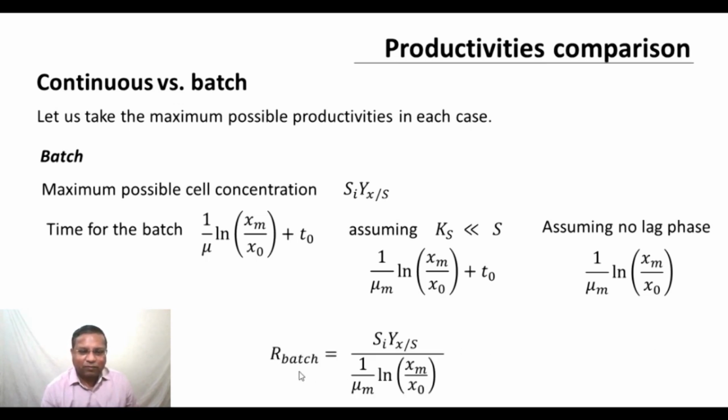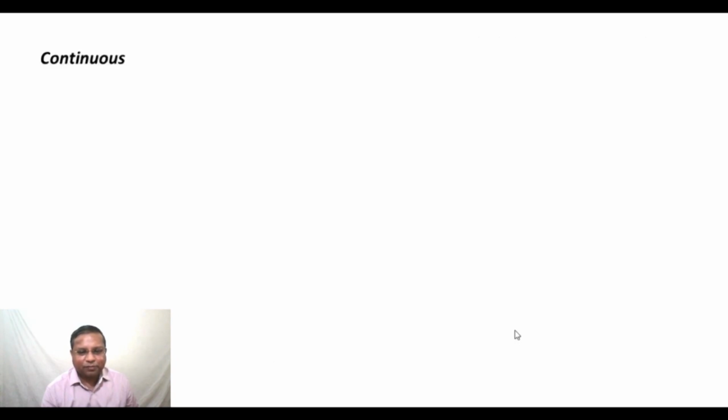So the productivity of batch is the maximum possible cell concentration SI Y_xs divided by the time that it takes for the batch. The amount produced per unit volume per unit time is the productivity that we define. Therefore, SI Y_xs divided by 1 by mu m ln of xm by x0. This is the productivity expression for a batch, starting from x0 going up to xm.